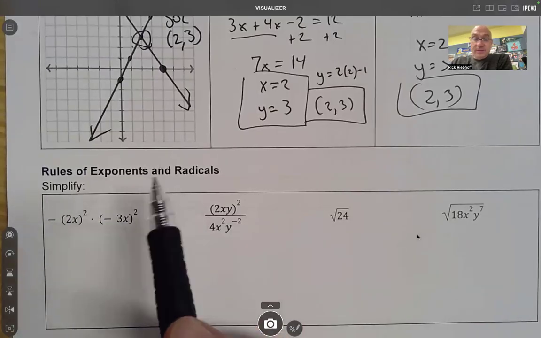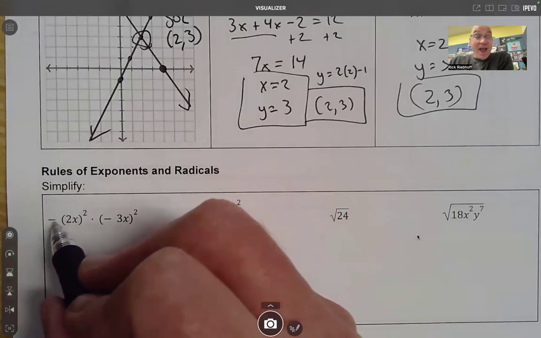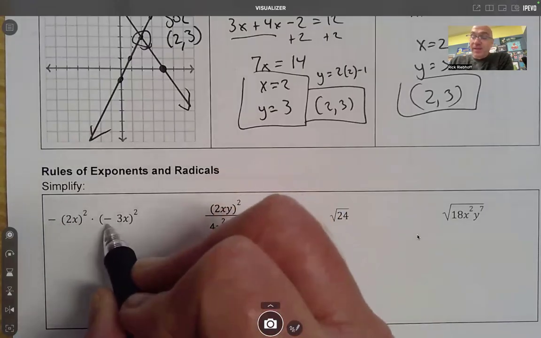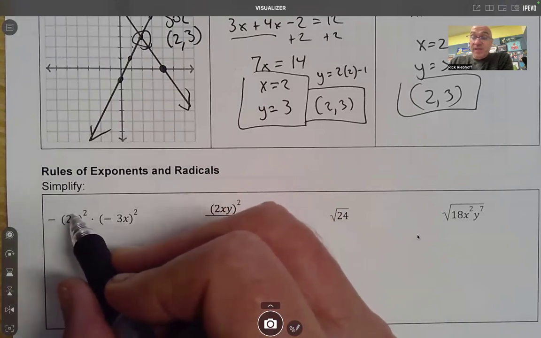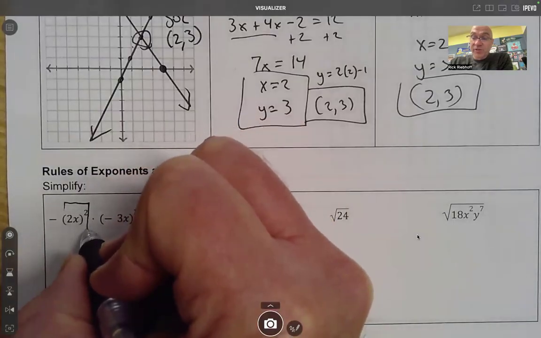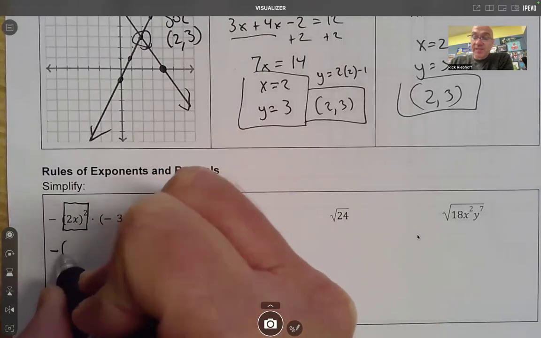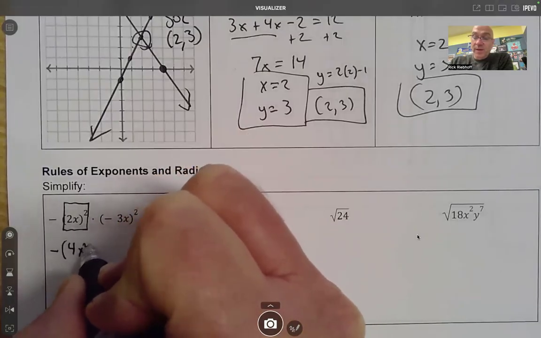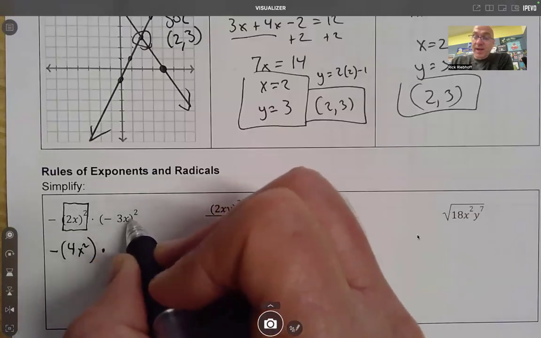Simplifying radicals. All right, all right. So negative on the outside, that means something. This one has a negative on the inside. So this means the opposite of 2x squared, right? We're going to do this first. Okay, so negative 2x times 2x is 4x squared. Over here, it's negative 3x times negative 3x, right?